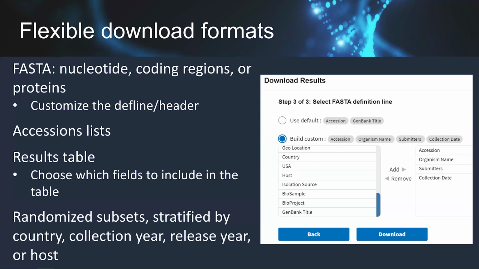I mentioned the flexible download formats, so you can get FASTA. With FASTA, you can customize the def line, so you can include whatever fields you want in whatever order you want in the def line. As somebody who used to make a lot of trees, that was very important to me. Also in the results table, if you download the metadata table, you can include which fields you want in that table. And we have randomized subsets. This is a way of getting a smaller download that is hopefully still representative of the larger diversity of whatever filtered set you've already got.